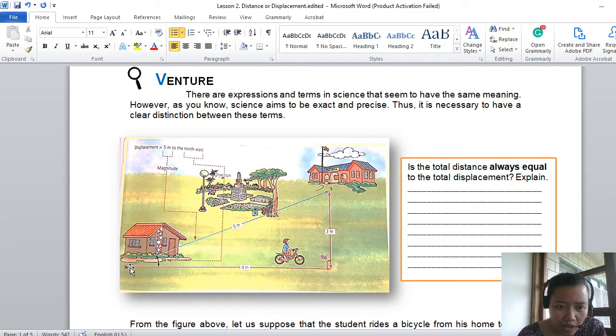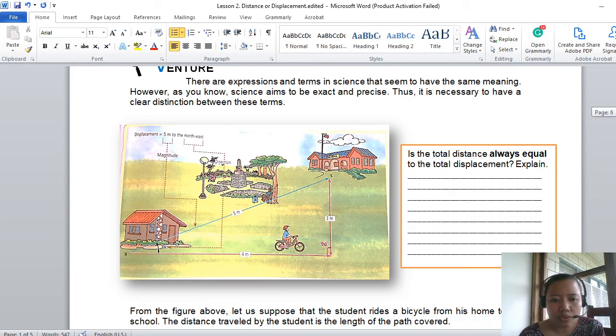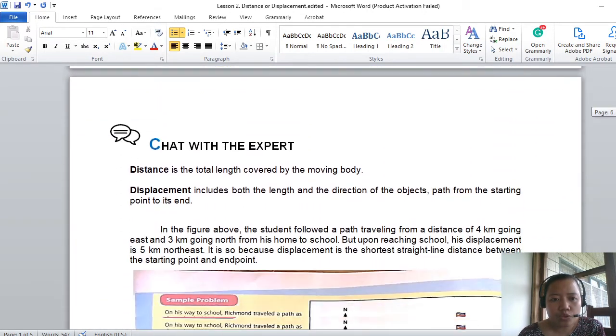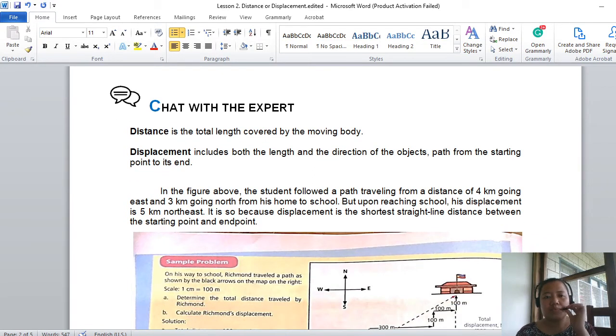So this is now the boy's total distance. While the total displacement is this one. This serves as our shortcut. So as you can see, the total displacement and the total distance are not always equal. Okay? So, let's try to define distance and displacement in the chat with the expert.